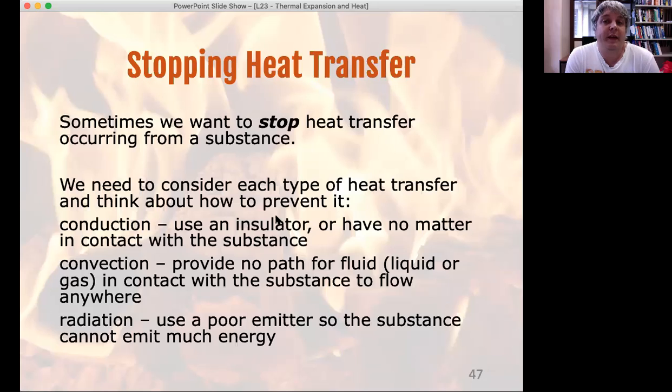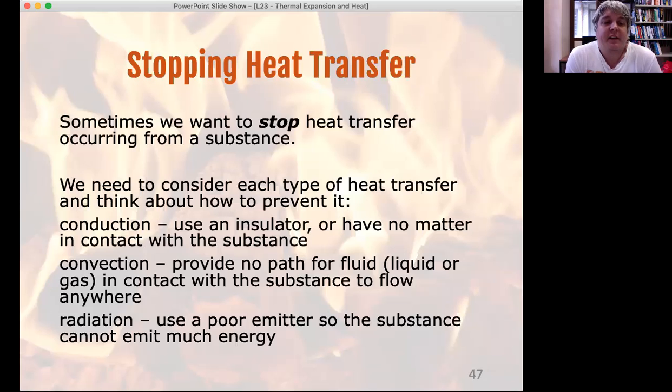Sometimes we want to stop heat transfer. Sometimes we don't want heat transfer to occur. We might make something really cold, like a nice cold beverage, and we want it to stay cold. How do we stop heat transfer from occurring? We need to think about each of the 3 types of heat transfer and think about ways we can prevent it.